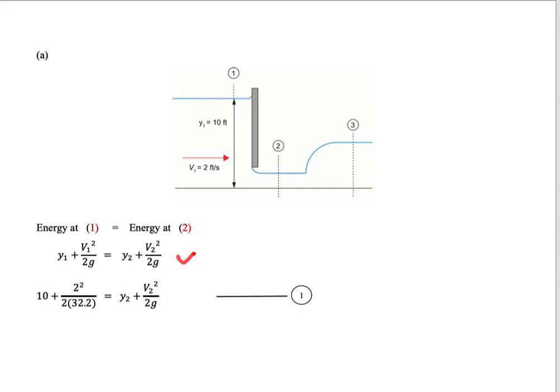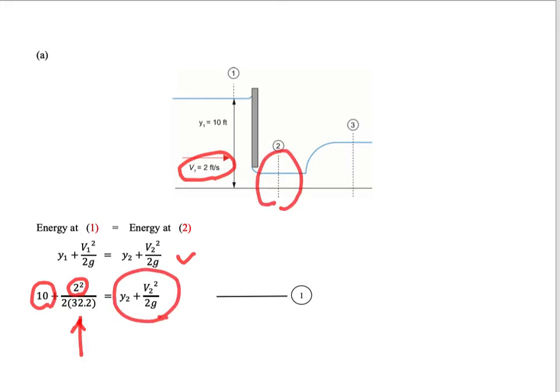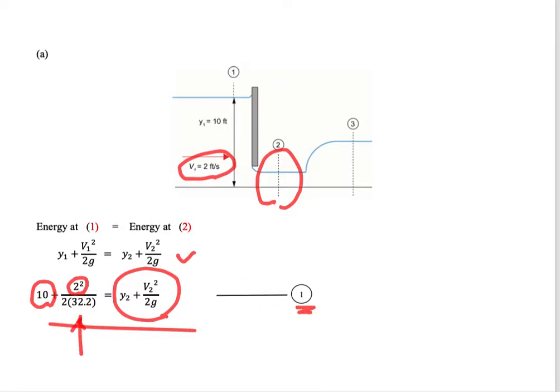So we have y1 is 10 feet, and the velocity is given as 2 feet per second. So we substitute the 2 here, and please be careful if you are using the British unit, the gravitational acceleration is 32.2 feet per second squared. We don't have any information for point number 2, so we leave it blank here, and we name this as equation number 1.